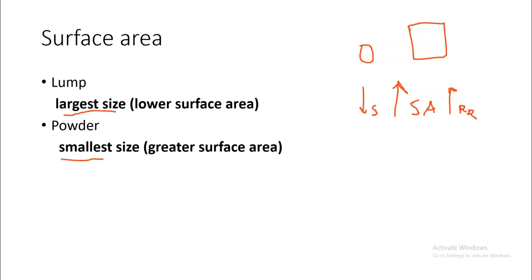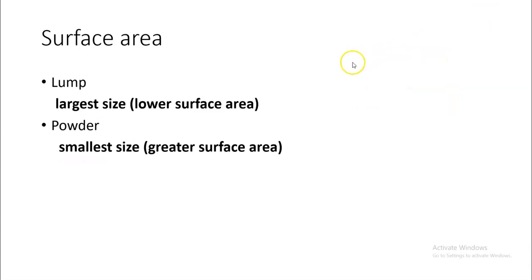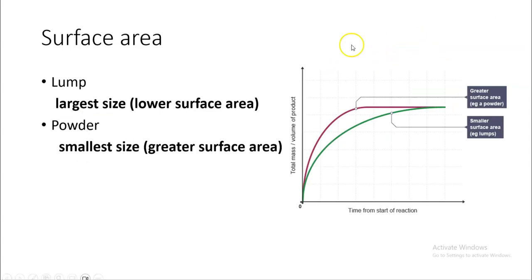So lump has a bigger size. Please don't confuse the two, guys. Lump, bigger size, powder, smaller size. Because they can ask you to compare the two of them. And I've got a graph where I'm going to show you how you're going to compare the two. Let's say I have a graph here. Let's say I'm measuring the mass of a product, or it can be a mass of anything.